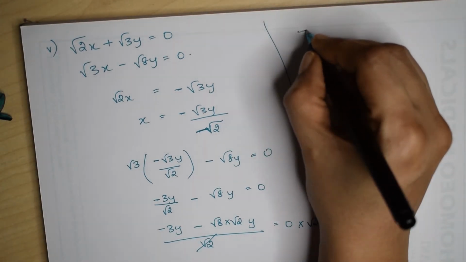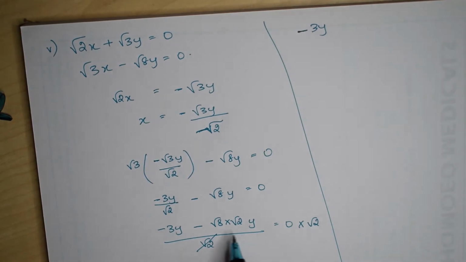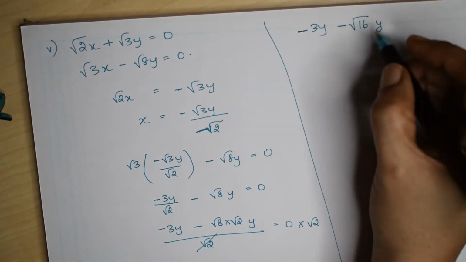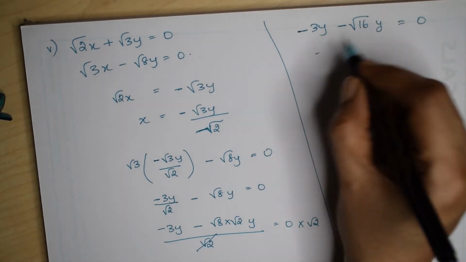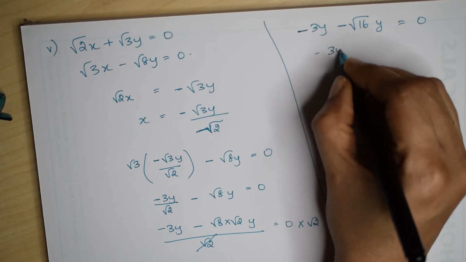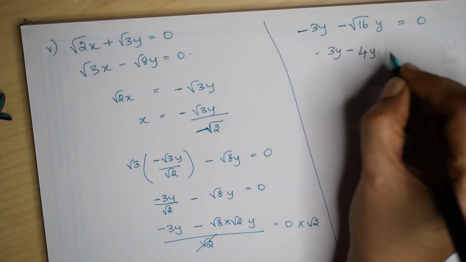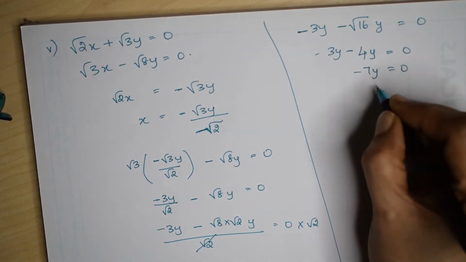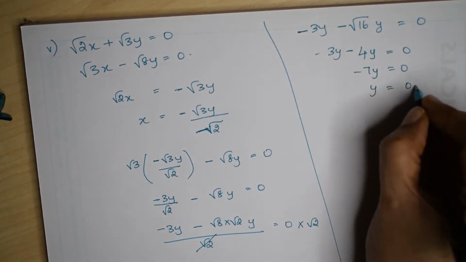I have minus 3y. When I multiply, these terms become minus square root of 16y is equal to 0, and when I take the square root of 16, it becomes 4. So minus 3y minus 4y is equal to 0, minus 7y is equal to 0. So y is equal to 0 again.